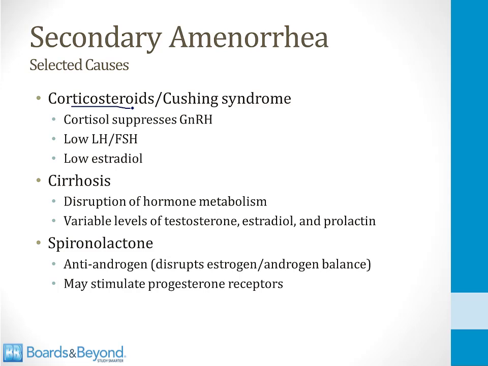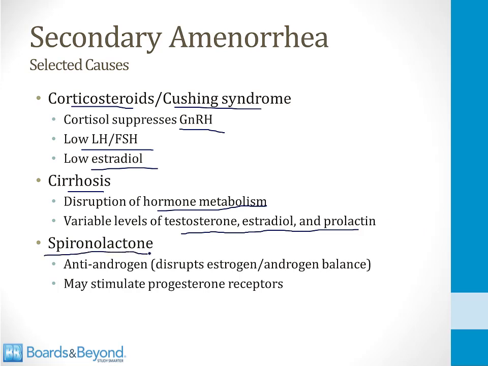Patients taking corticosteroids or patients who have Cushing's syndrome will not menstruate. Cortisol suppresses GnRH, so these patients have low LH-FSH levels and low estradiol levels. Cirrhotic patients develop hypogonadism. Males who are cirrhotic can develop hypogonadism, and females can also stop ovulating. This is because when the liver is cirrhotic, it disrupts hormone metabolism. The liver does much of the metabolism of hormones like estradiol and testosterone. As a result, the levels of testosterone, estradiol, and even prolactin can fluctuate in patients who are cirrhotic. This often disrupts the menstrual cycle.